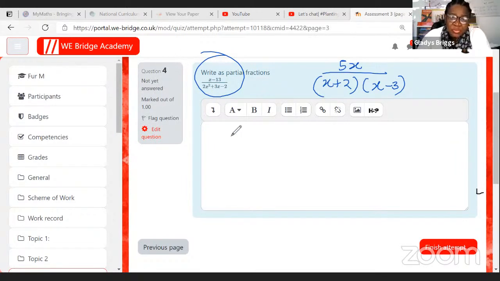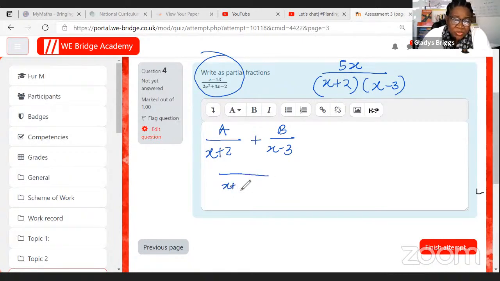So what you want to do is put A on the top and write x plus 2 for the first fraction, plus you put B on the top and x minus 3 for the second fraction. Now you want to write a common denominator of x plus 2 times x minus 3.